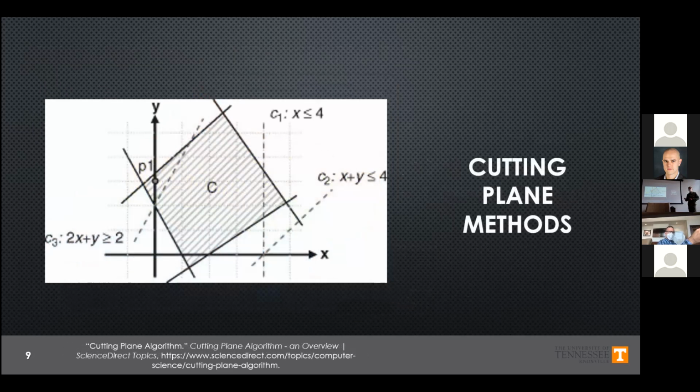The first is cutting plane methods. So this shaded region you see here in C is the feasible region where solutions can live. And these first solid lines you see here are our constraints. So our constraints form our feasible region, and the different algorithms and methods are trying to find the best solution that's within our feasible region.